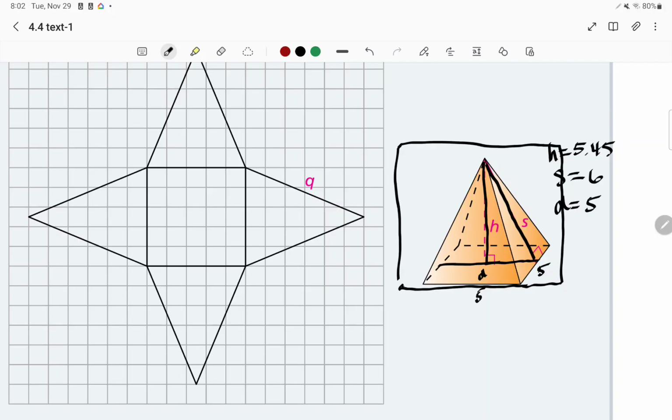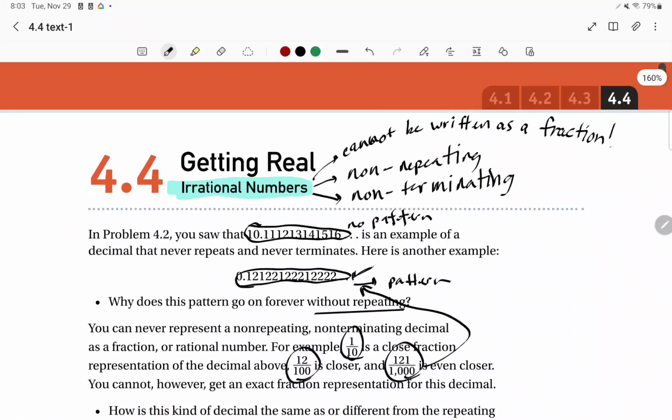So it will fit easily into that cube box because all the dimensions are less than 6 or equal to 6. But this height right here, the height doesn't really matter. That slant height, the overall height is going to be less, which is 5.45. Okay, that is all that I have for you for 4.4, looking at irrational numbers.